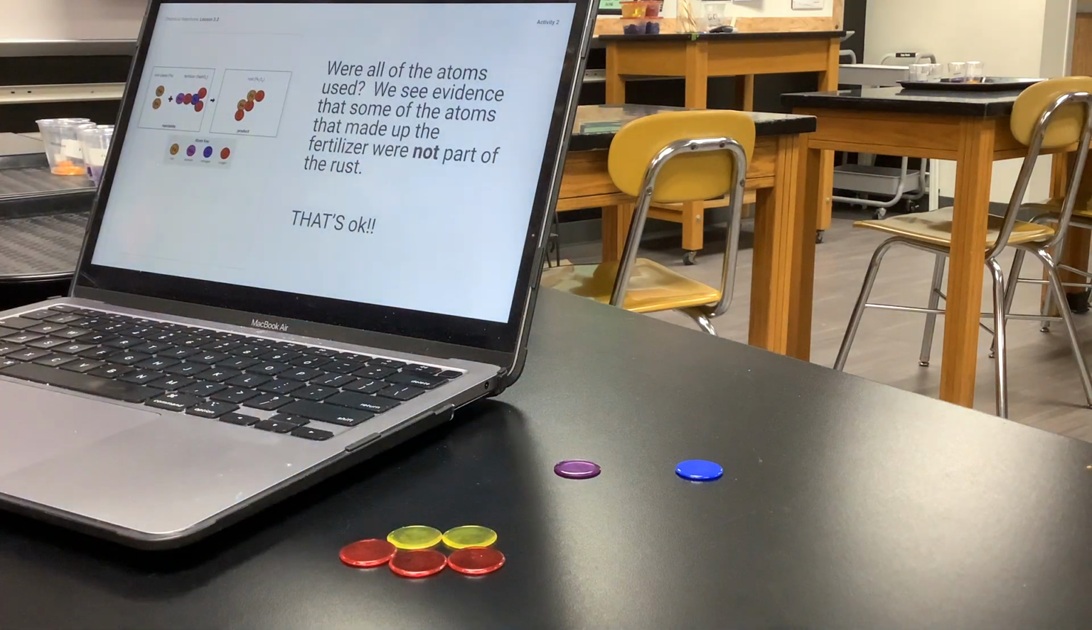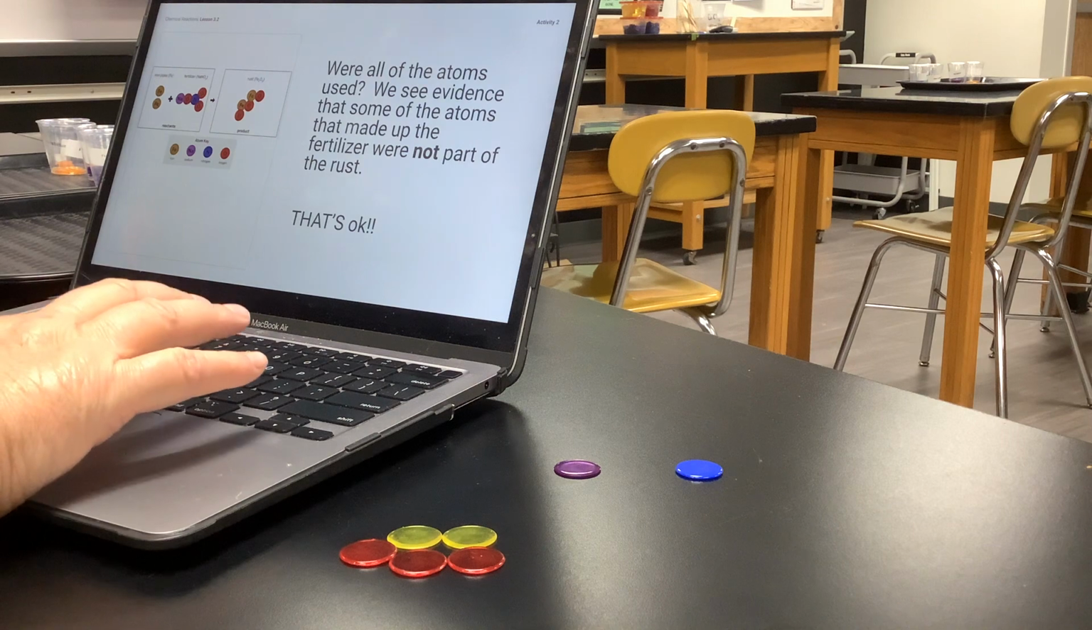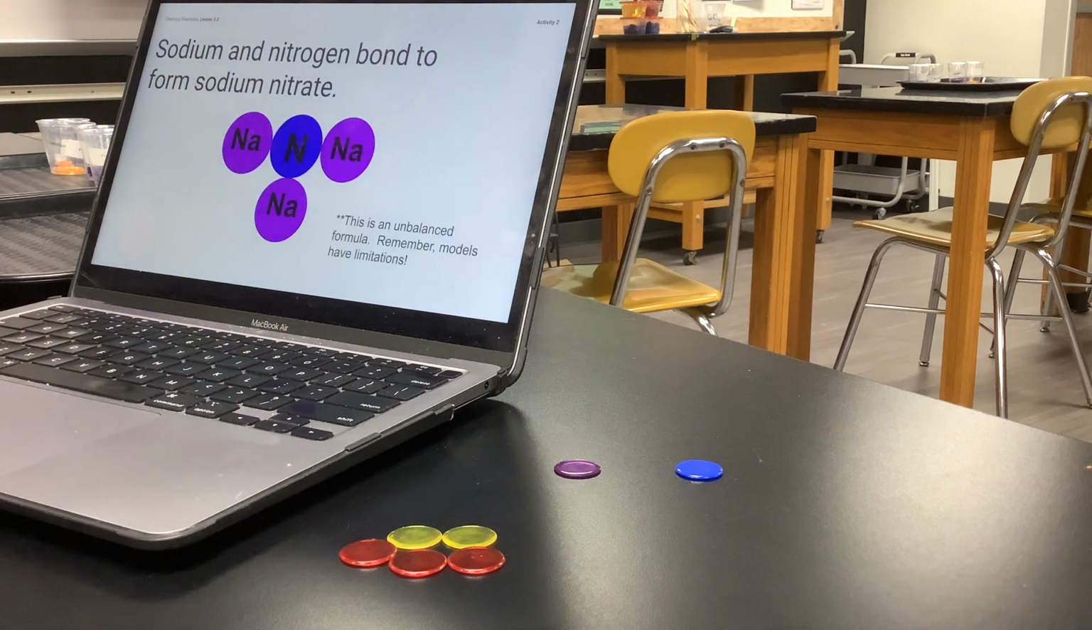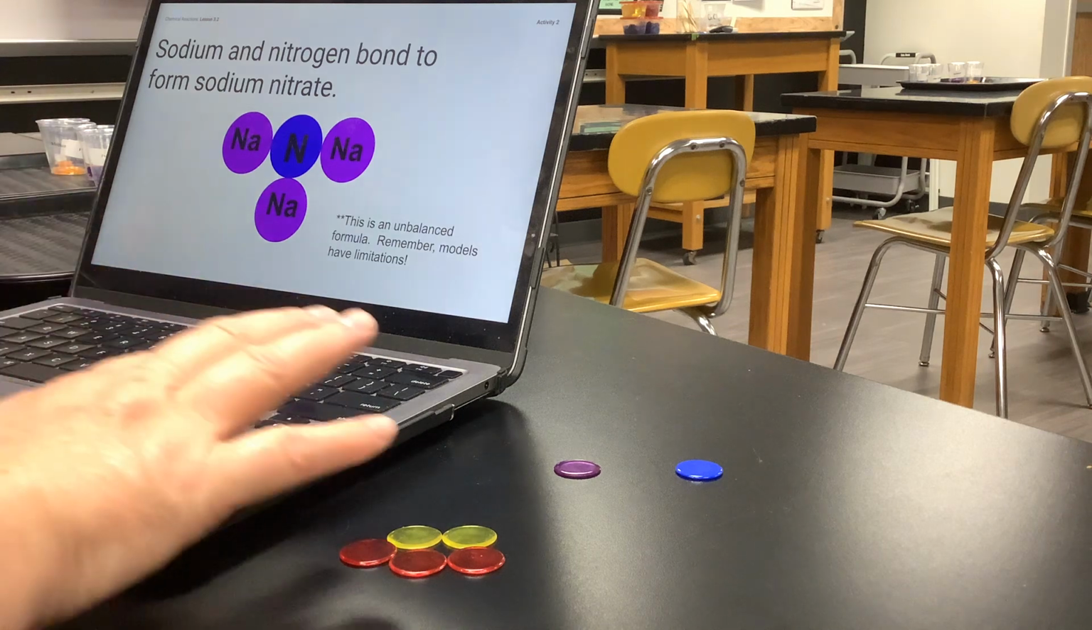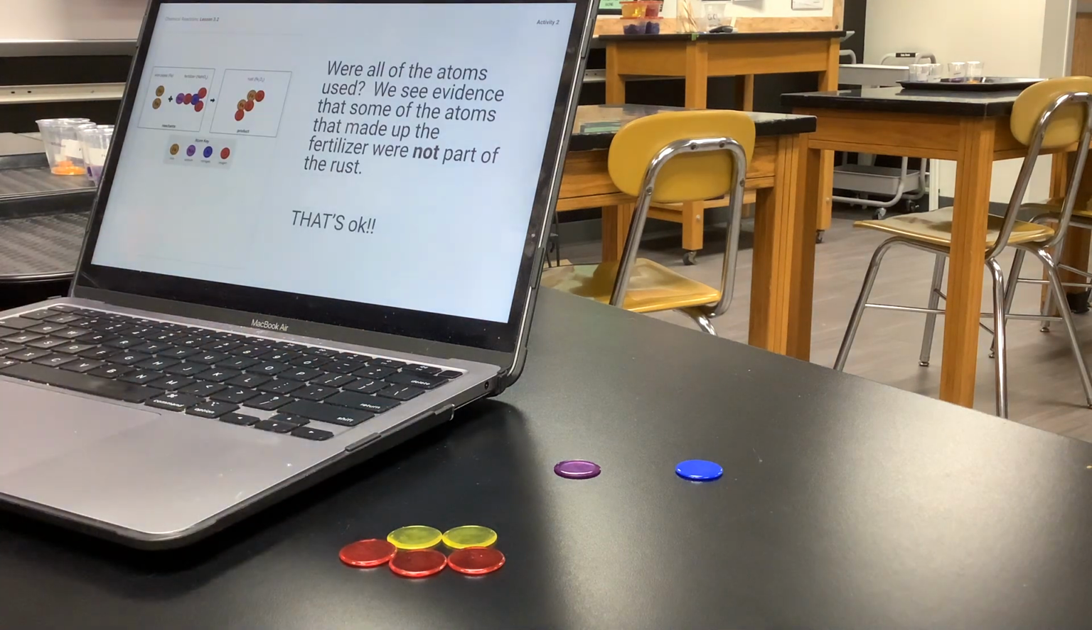We have a sodium and we have a nitrogen left over. And in reality, what happens is when sodium and nitrogen bond, they form a substance called sodium nitrate. Now, this is an unbalanced formula. When you get into high school and you get into chemistry, you're going to understand I can't take 2 molecules of iron and 1 molecule of this fertilizer and create 1 molecule of rust. It doesn't work because I have these atoms left over. So we have to have a different number of molecules that we put together. We're not going to do that in 7th grade.